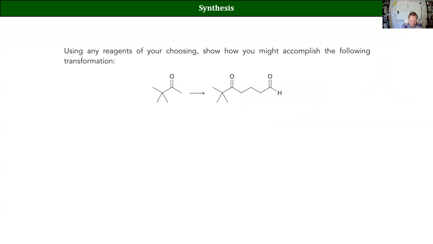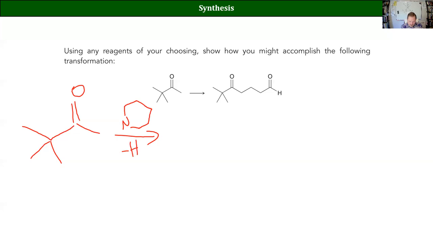Right, so our synthesis might look something like starting from our starting material, add piperidine, and minus an H2O is going to turn that into the enamine. And now we can have this react as a Michael donor.